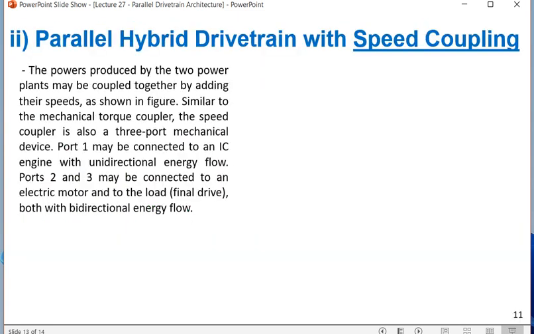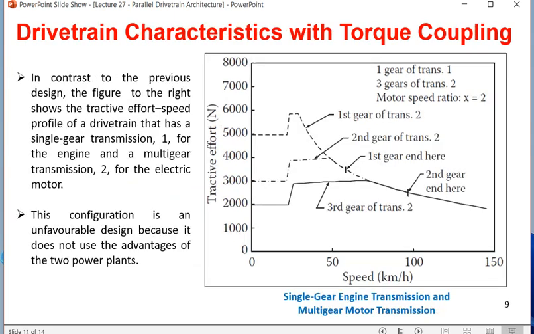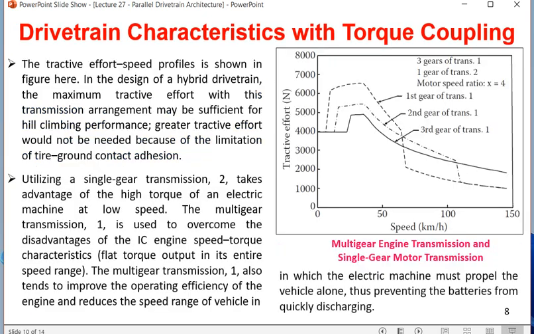So all these things so far were about torque coupling, where we are coupling the torque from the engine as well as the torque from the motor. Torque from the engine was called transmission 1, torque from the motor is called transmission 2. Their outputs were coupled during the torque coupling, and the output is mechanical, which is given to the differential and transmission system, and then to the wheel. So this was torque coupling, which is a part of the parallel hybrid drivetrain.